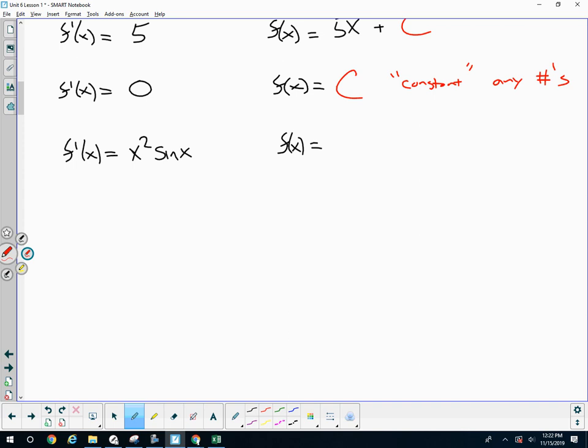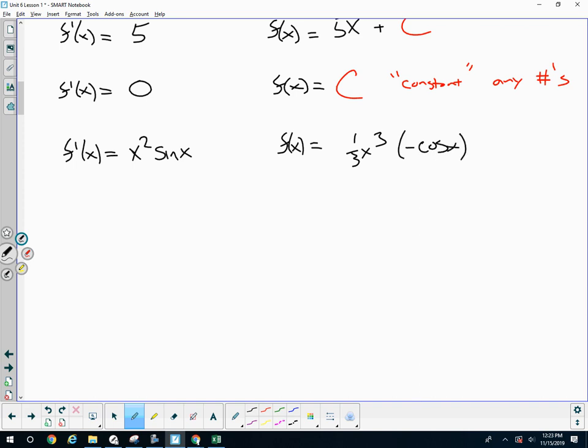Try this one. Go ahead. We've got the basics down. You understand the plus c. Let's do x squared sine x. Ready, set, go. X squared sine x. We already took the antiderivative of x squared, so we feel good about that: 1/3 x cubed. Took the antiderivative of sine, so that's negative cosine.